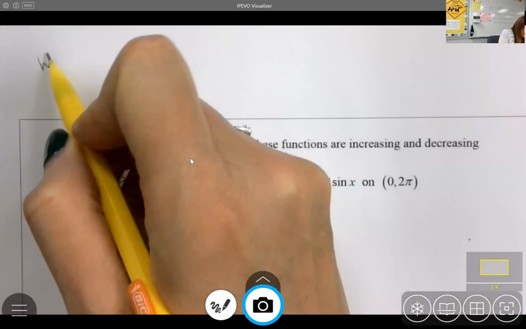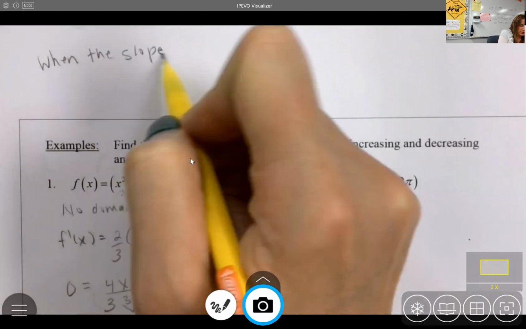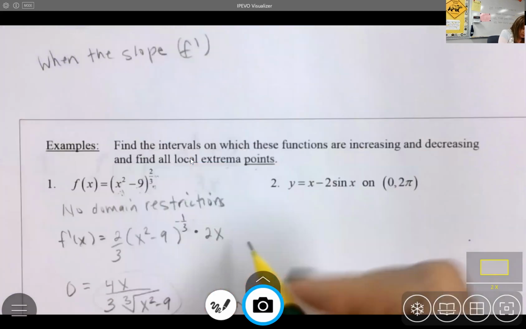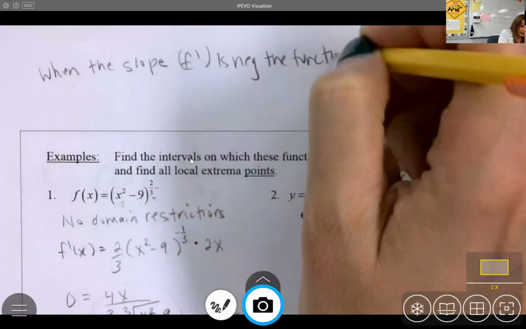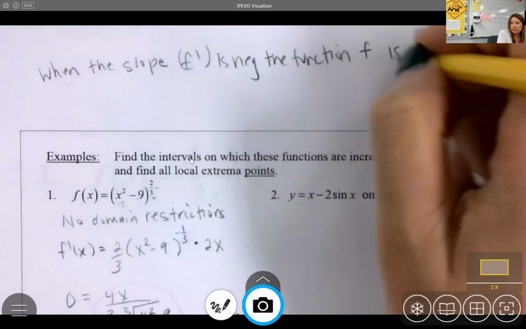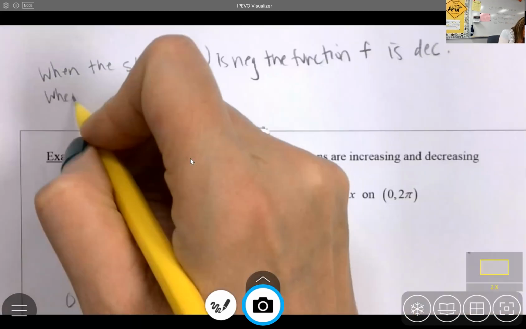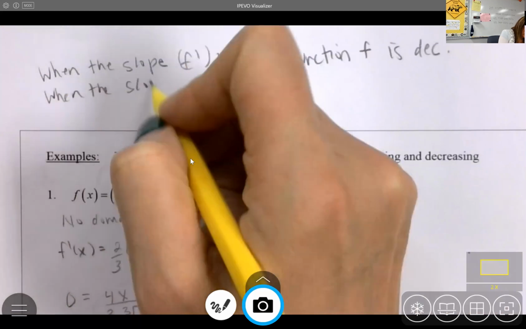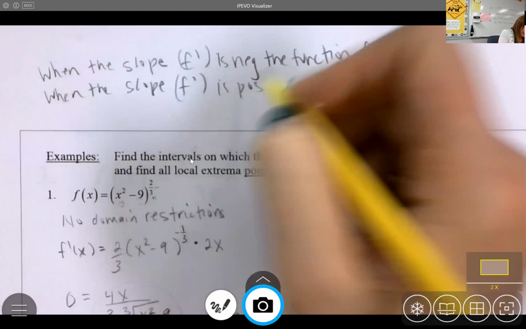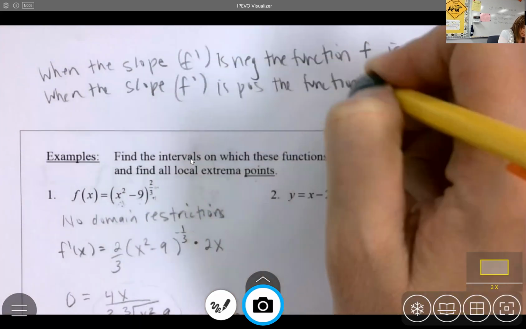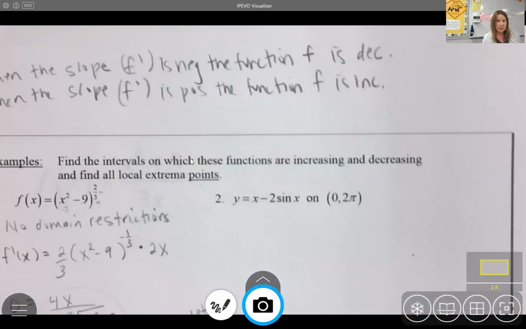Okay, so if you want to write some little notes down from what you learned here: when the slope, so that's f prime, is negative, the function f is decreasing. And when the slope, which is f prime, is positive, the function is increasing. Okay, so we're able to identify that using the slope.